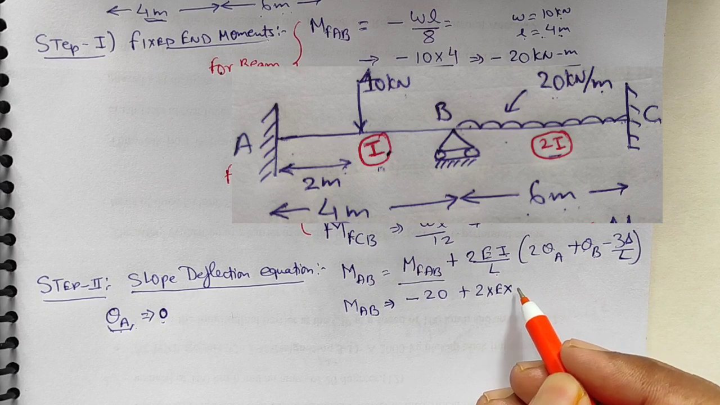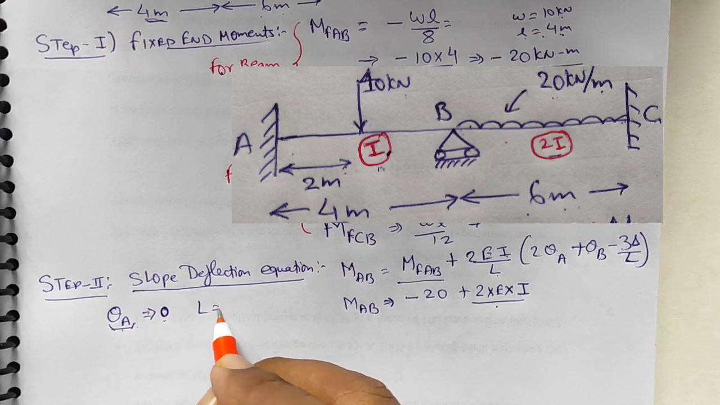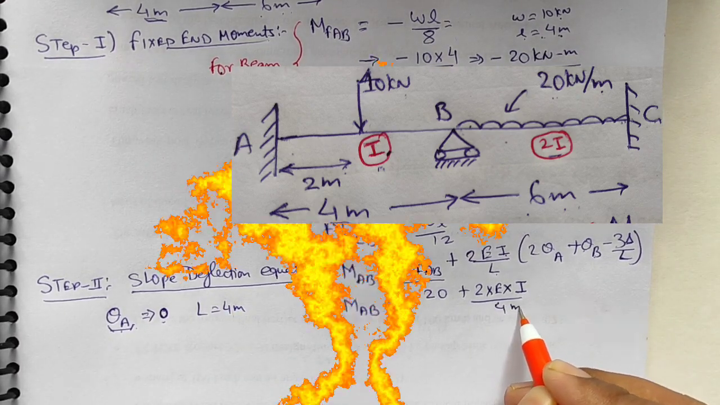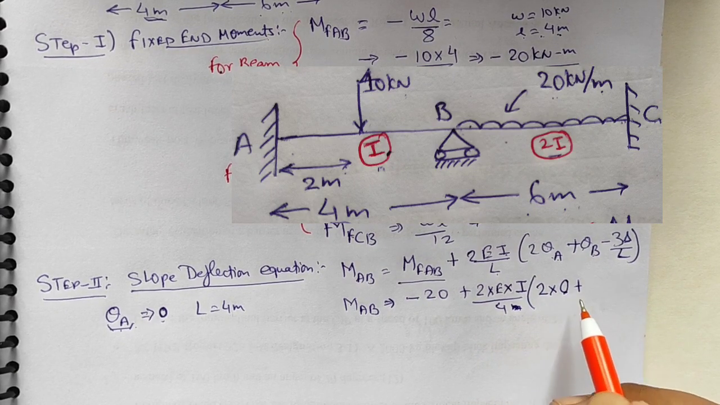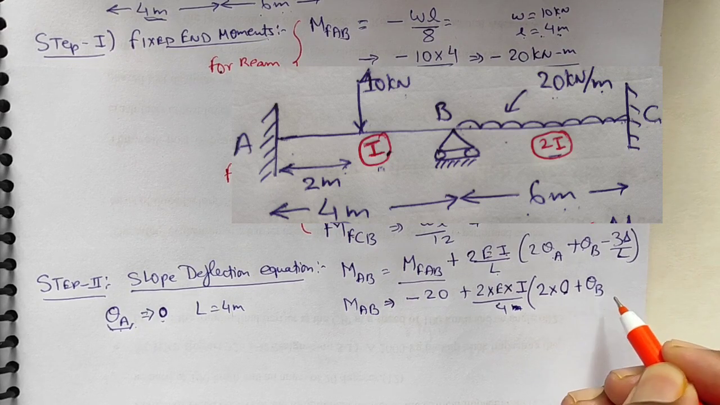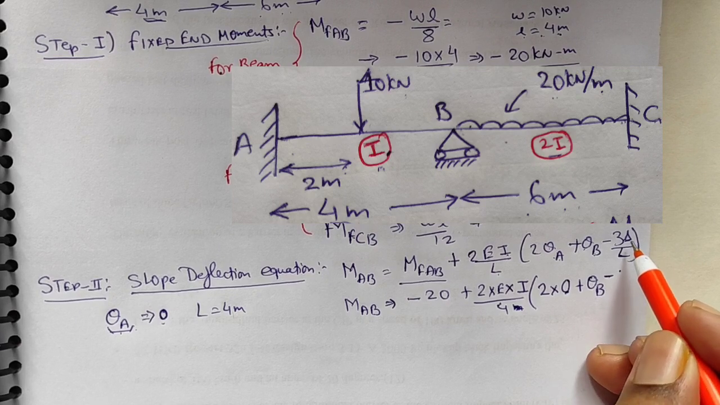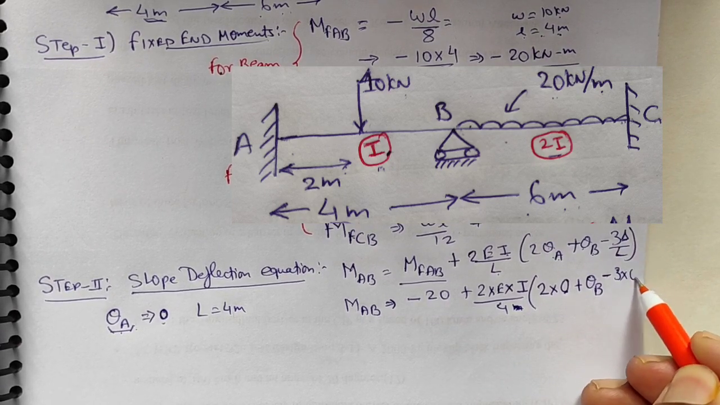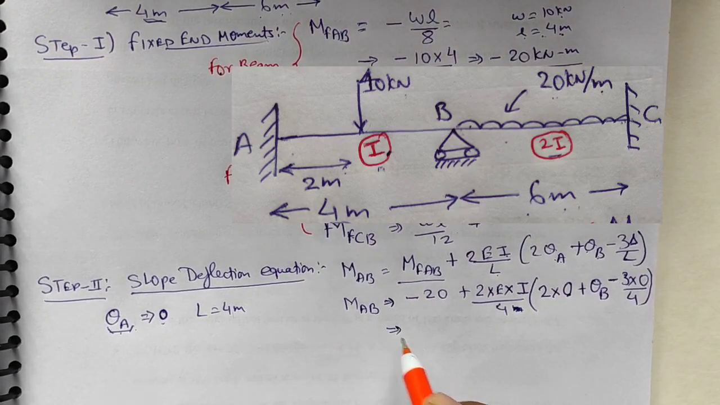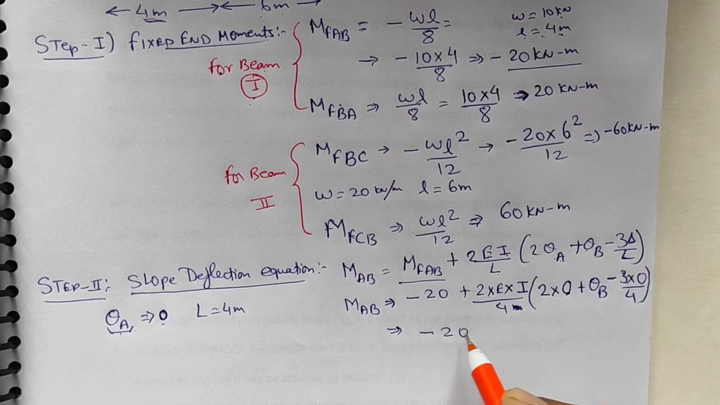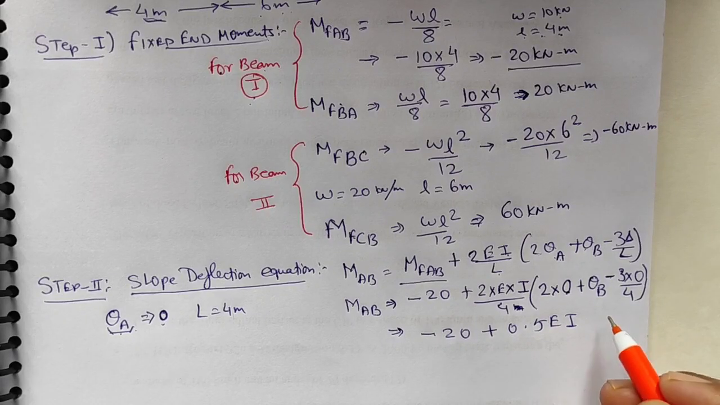Now for the first beam, as specified, the moment of inertia is I, and the length L of my first beam is 4 meter, so I'll put 4 meter here. The value of theta A is 0 as the rotation at the fixed end is 0. Theta B I don't know, so I'll keep it the same. No value is specified for the settlement, therefore the value of del will be 0 and L will again be 4 meter. Hence after solving I'll get the value as minus 20 plus 0.5 EI theta B. So this is my first equation.